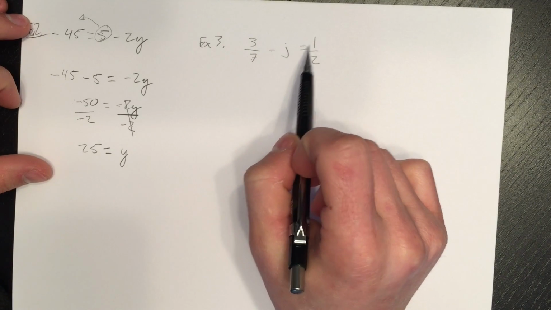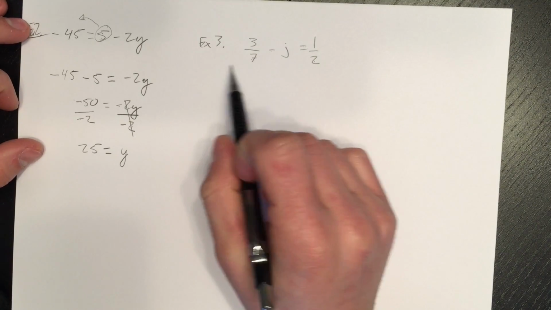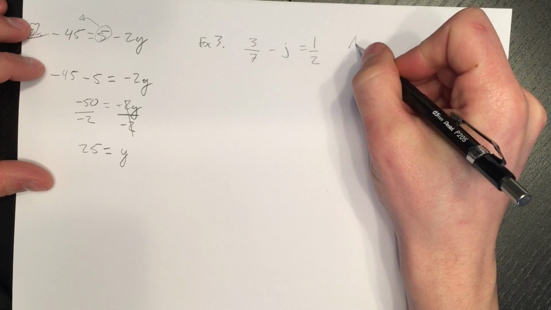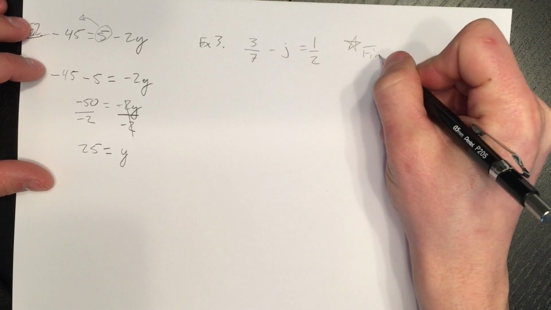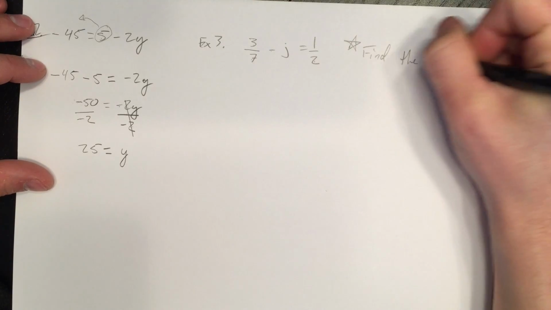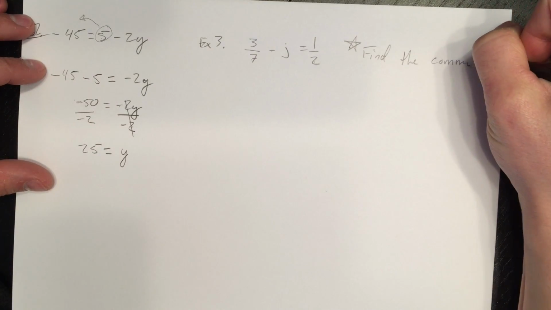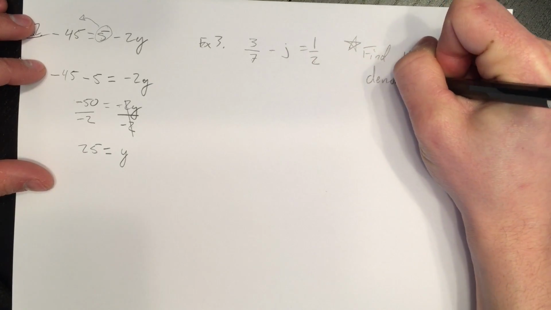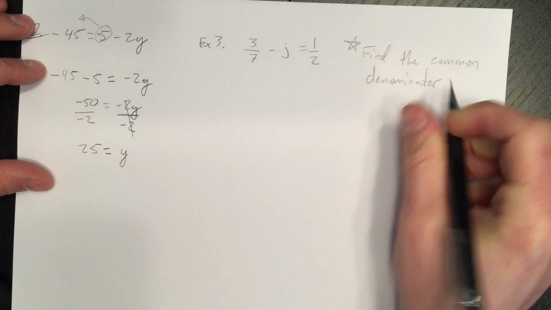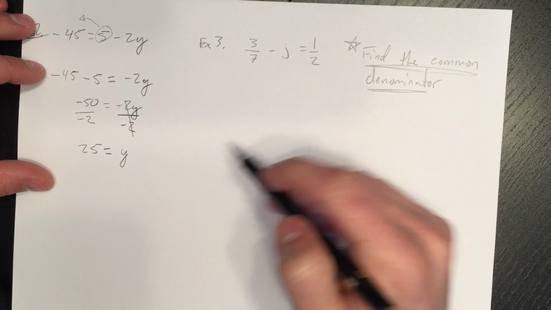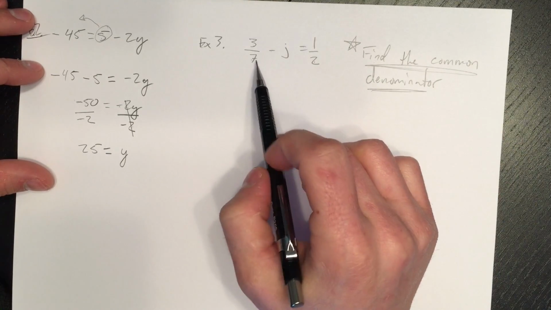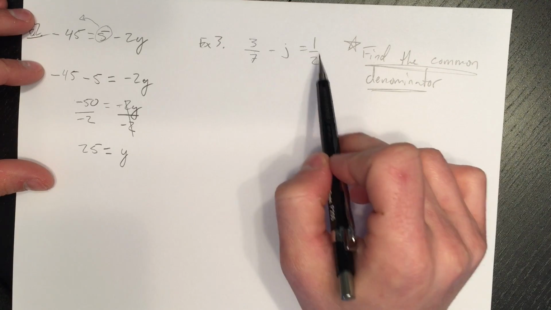3/7 minus j equals 1/2. When you have multiple fractions in a problem, you have to find the common denominator. Okay, this is important. If you don't find the common denominator, then you will have some trouble. So when we find the common denominator, we have 3/7 and 1/2.